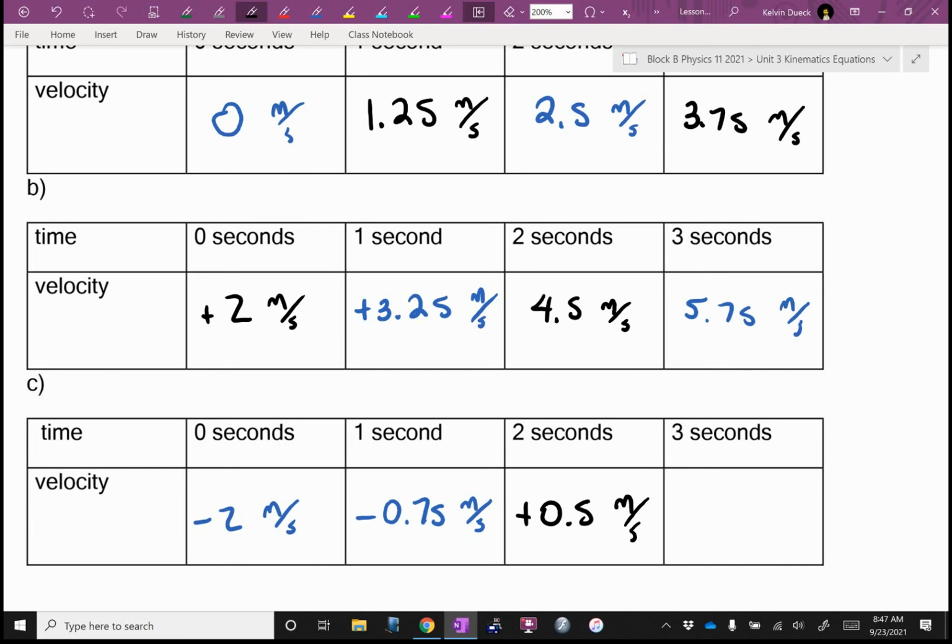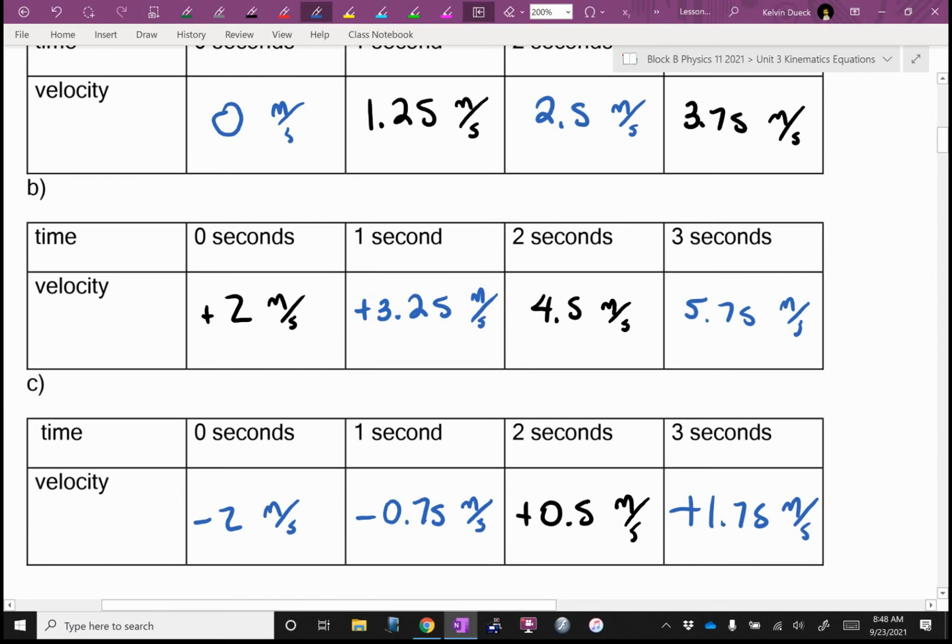After 3 seconds. 1.75, is that right? Made a typo. Positive 1.75 meters per second.